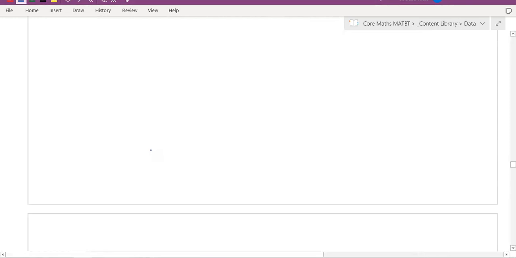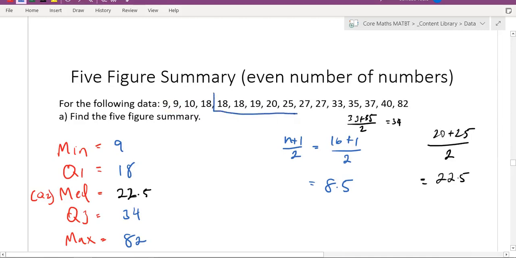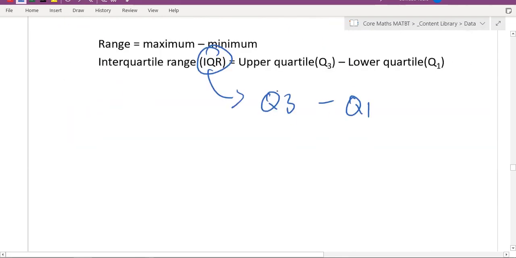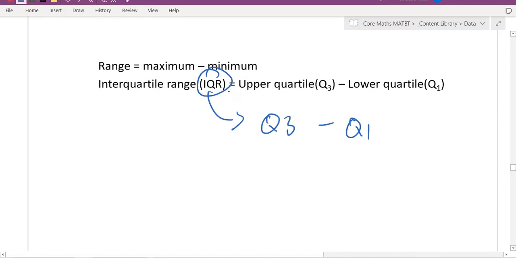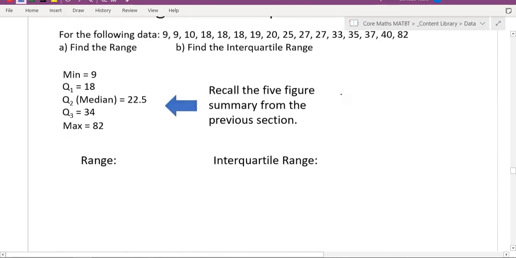Okay, so if I was to look at this data here, it's basically the range. I'm just going to get rid of this. For this set of data here in the middle, what is the range in here? That's all the IQR is. Okay, that's the interquartile range. So if it asks you for the IQR, it's just Q3 take away Q1. That's all it is. So use your 5 number summary, Q3 minus Q1.